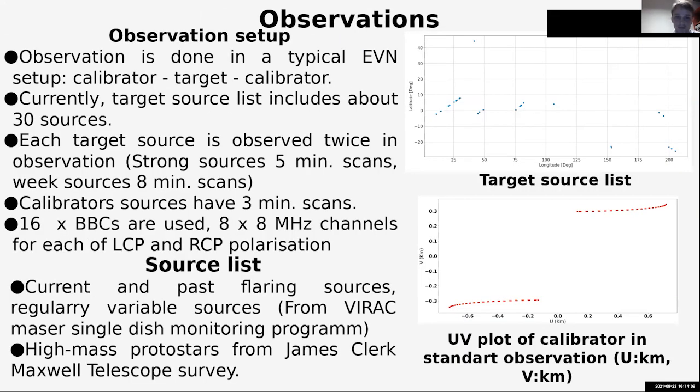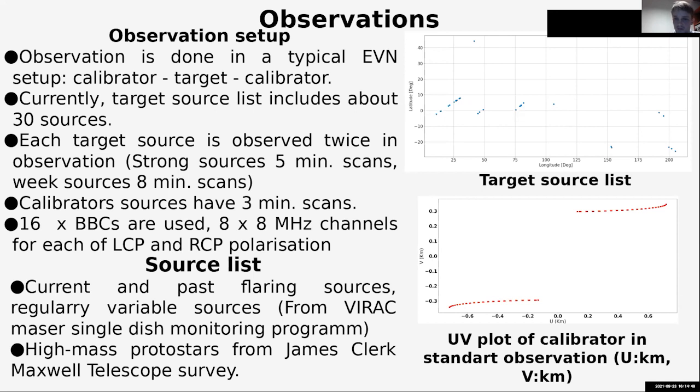So for our observations, we are doing typical setup observations: calibrator, target, calibrator, and currently we have 30 target sources. We observe each target twice in an observation. Strong sources get 5-minute scans and weak sources 8-minute scans, and we have 3-minute scans for calibration. And we use 16 BBCs, 8 megahertz channels, and both polarizations.